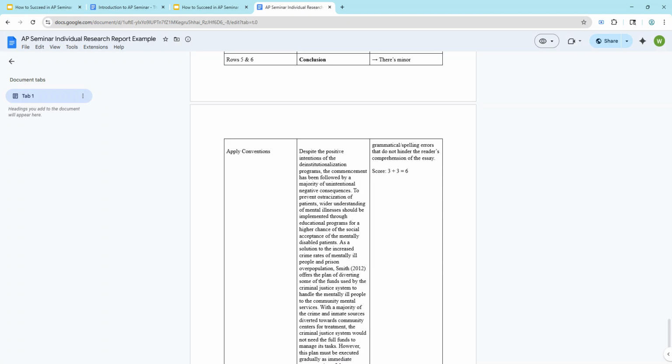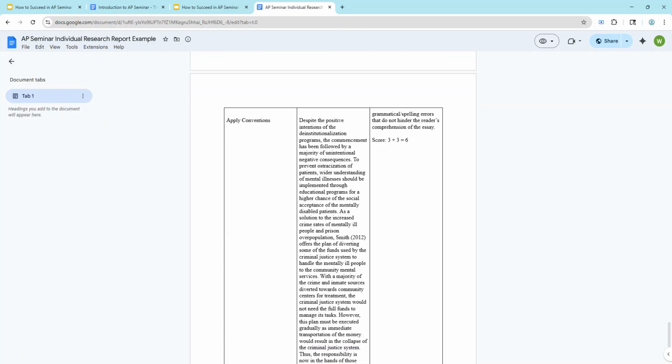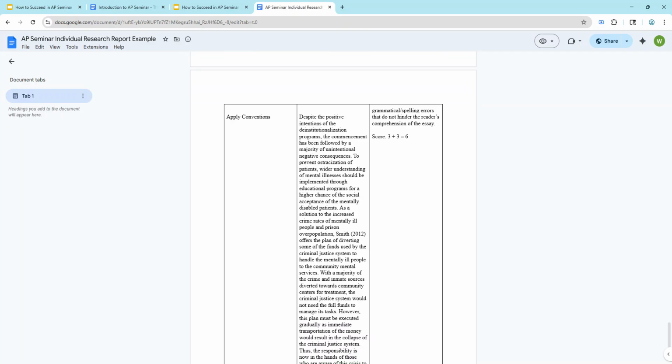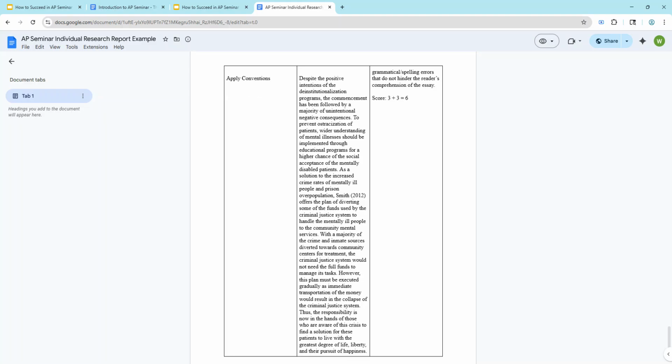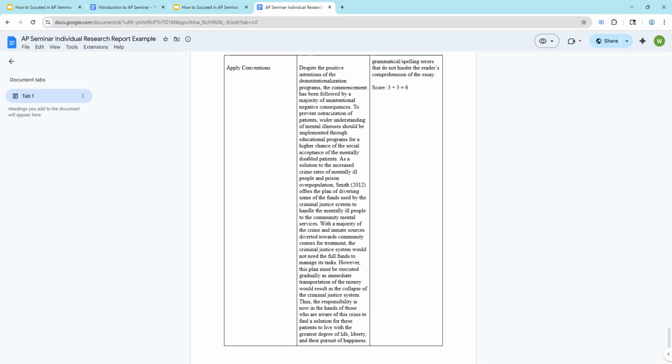As a solution to the increased crime rates of mentally ill people and prison overpopulation, Smith offers the plan of diverting some of the funds used by the criminal justice system to handle the mentally ill people to the community mental services. With a majority of the crime and inmate sources diverted towards community centers for treatment, the criminal justice system would not need the full funds to manage its tax. However, this plan must be executed gradually as immediate transportation of the money would result in a collapse of the criminal justice system. Thus, the responsibility is now in the hands of those who are aware of this crisis to find a solution for these patients to live with the greatest degree of life, liberty, and the pursuit of happiness.